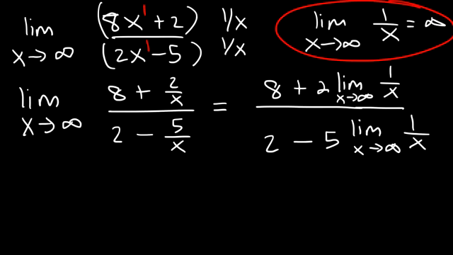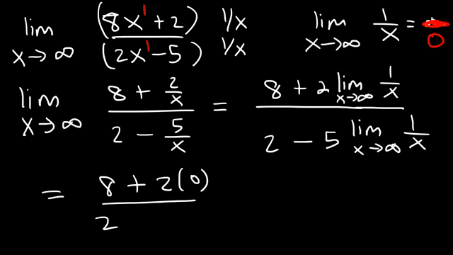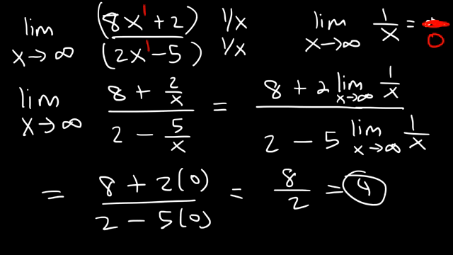So based on this expression, this is supposed to be 0, by the way, not infinity. This part is 0, and that is 0. So this is going to be 8 plus 2 times 0 over 2 minus 5 times 0, which in the end is 8 over 2, and that reduces to 4.